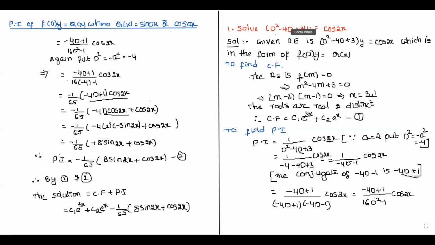Now by 1 and 2, which are nothing but the complementary function and the particular integral, the solution is equal to the complementary function plus the particular integral, which is equal to c1 e power 3x plus c2 e power x minus 1 by 65 into 8 sin 2x plus cos 2x.